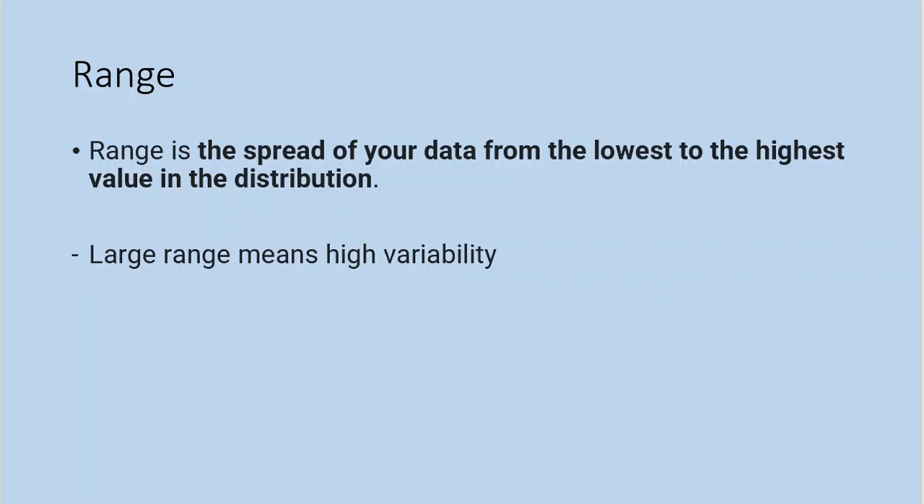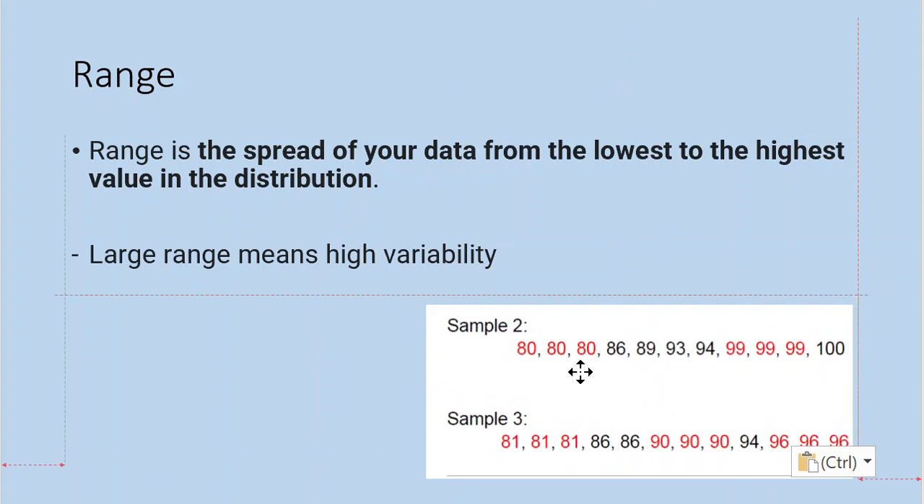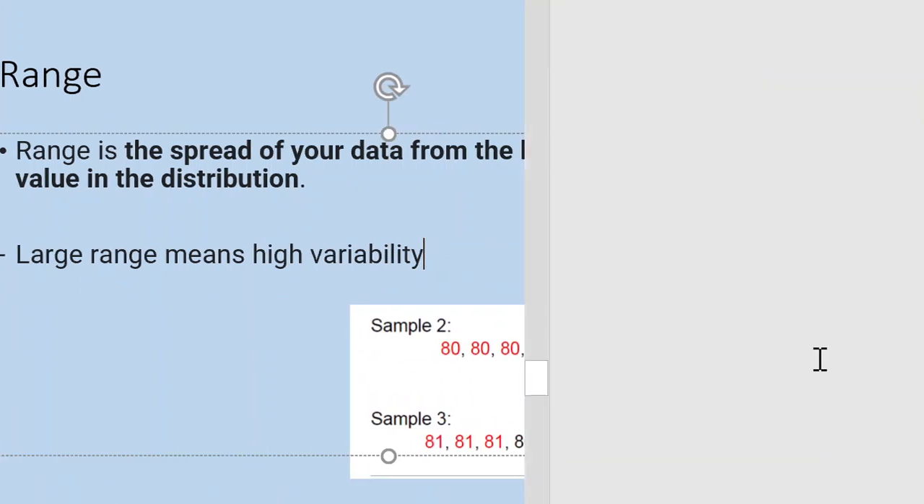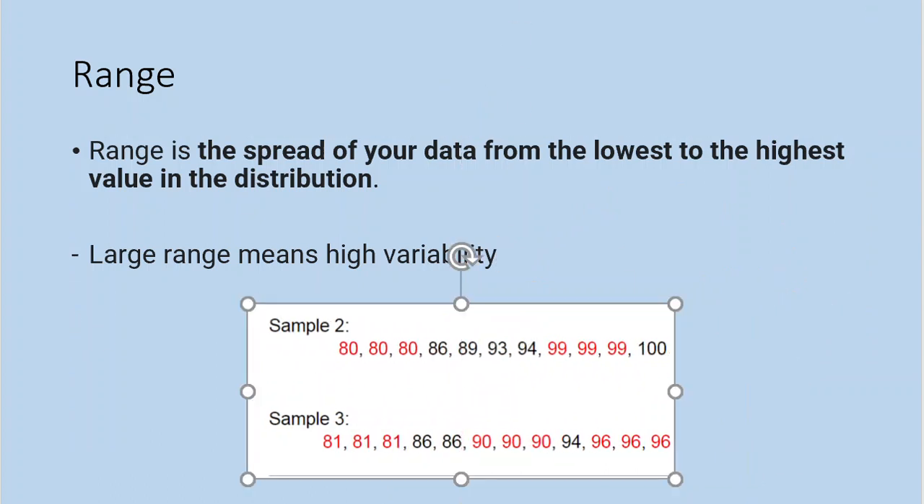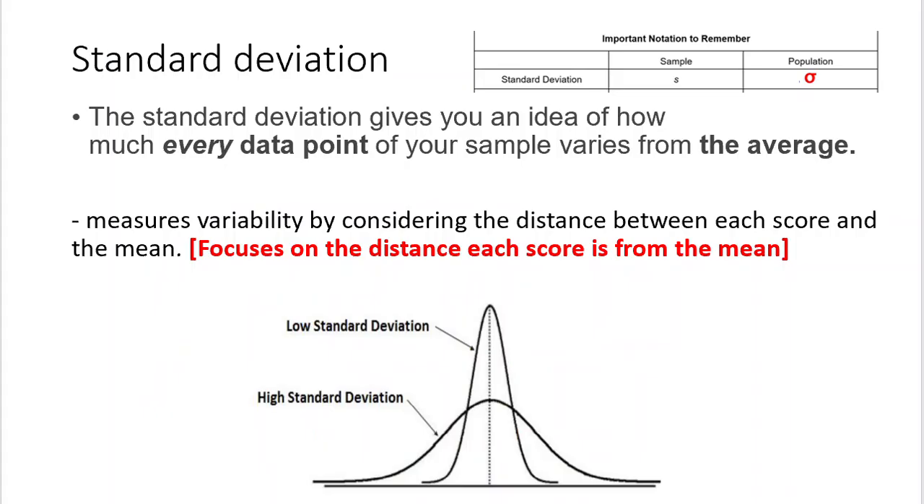Let's go back here. I would subtract 80 from 100. That's my highest number, and this is my lowest number. And my range would be 20. So in this case, we have a range of 20. And that would give you some indication of variability. But there are better and more precise ways to measure how spread out our data is.